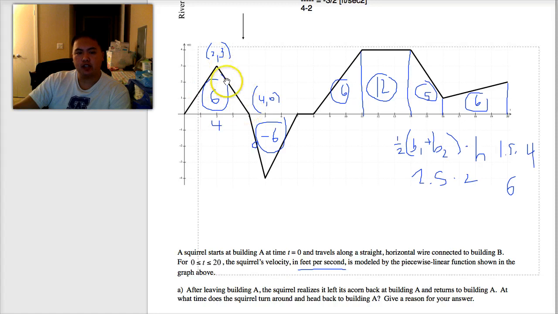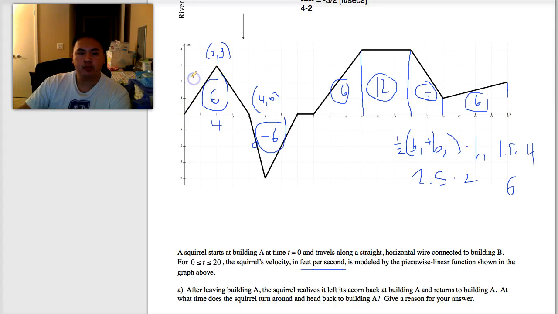So in this case, he's slowing down. But in this segment right here, the value is positive and the slope is positive. So that tells me that he's speeding up. Okay, so here he's speeding up because the value is positive, it's above the x-axis, and the slope is positive. That means he's speeding up.